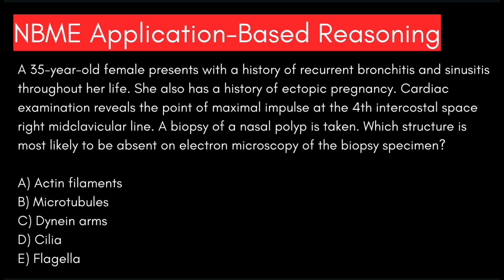So we have a 35-year-old female that presents with a history of recurrent bronchitis and sinusitis throughout her life. She also has a history of ectopic pregnancy. Cardiac examination reveals the point of maximal impulse at the fourth intercostal space, right mid-clavicular line. A biopsy of a nasal polyp is taken. Which structure is most likely to be absent on electron microscopy of the biopsy specimen?